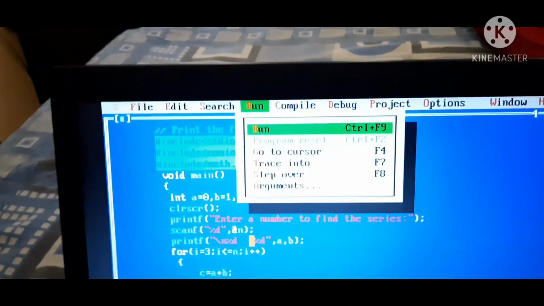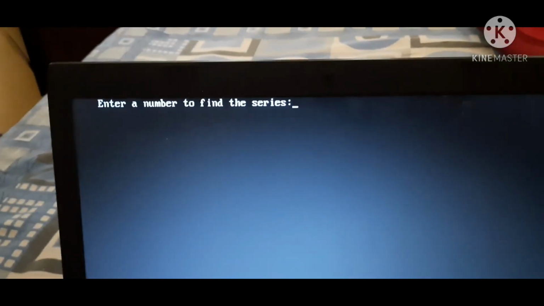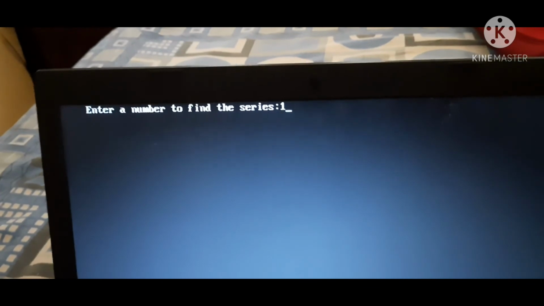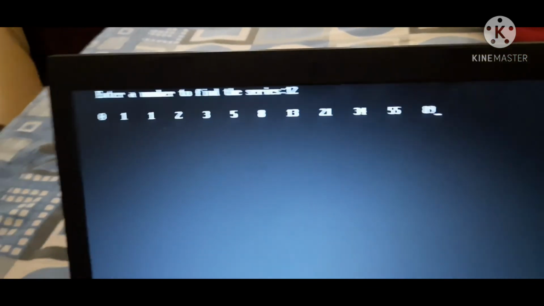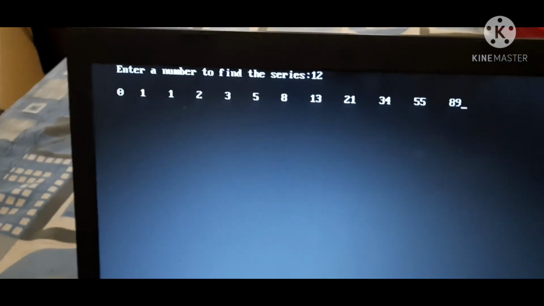Now again, for a higher order, I write here 12. So for 12 the series looks like this.